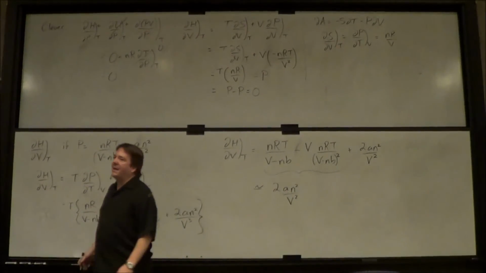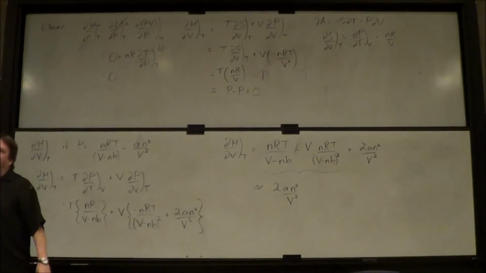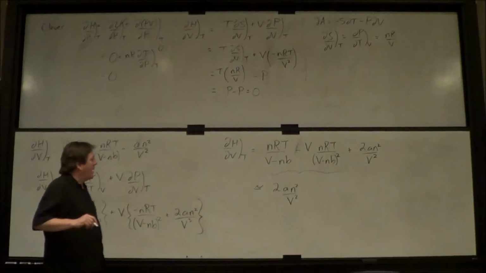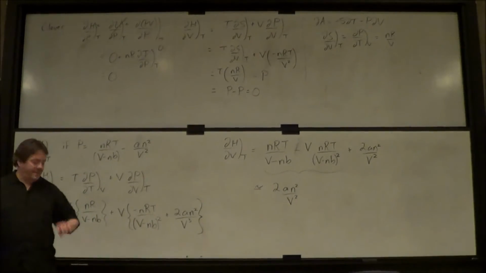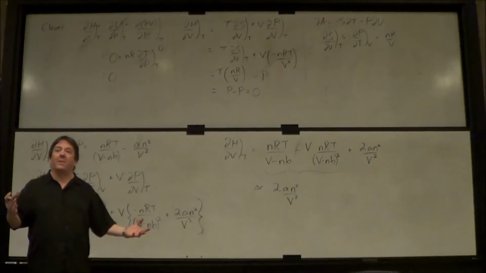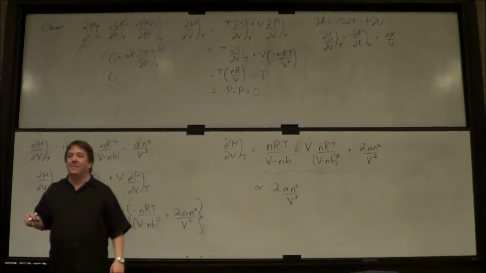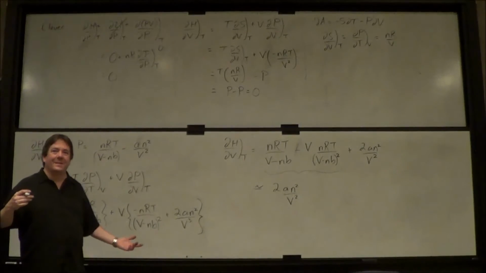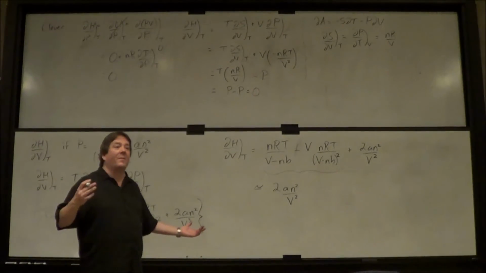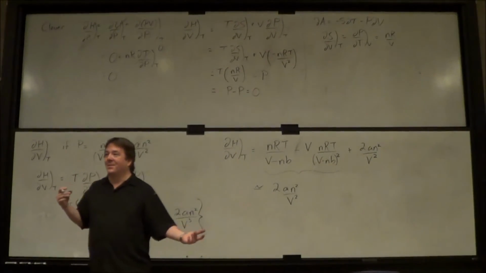And what's nice about that is, let's say I ask you this: is this consistent with our previous result for a perfect gas? For a perfect gas it was 0. Is this consistent with that? Why? What's a for a perfect gas?